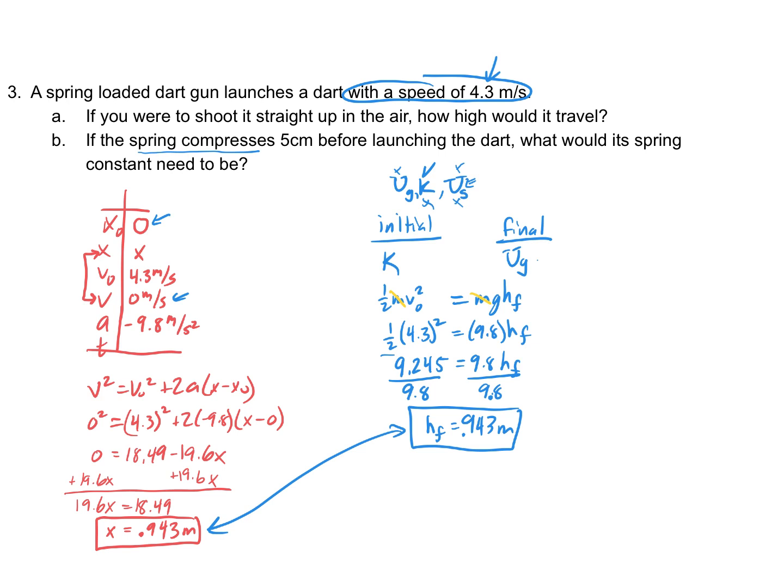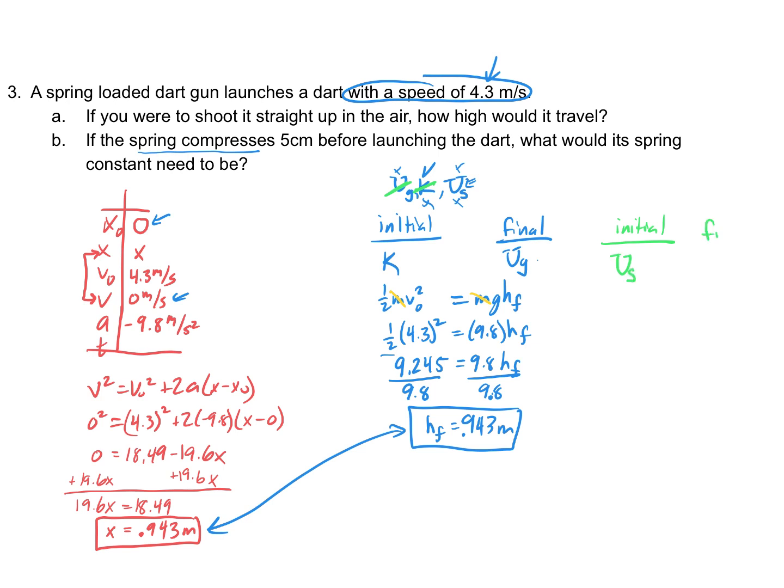All right? Now, part B says if the spring compresses 5 centimeters before launching the dart, what would the spring constant need to be? So this is going to be a little bit different. This is going to be a different initial and final condition, right? The initial here is going to be when the spring is compressed before it's shot. So it's not moving yet, so it doesn't have kinetic energy. Its height is 0, it's on the ground. What it has when the spring is compressed is elastic potential.